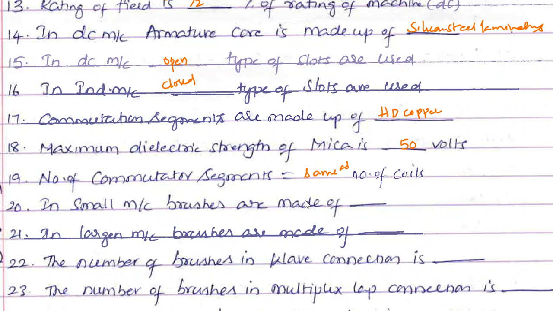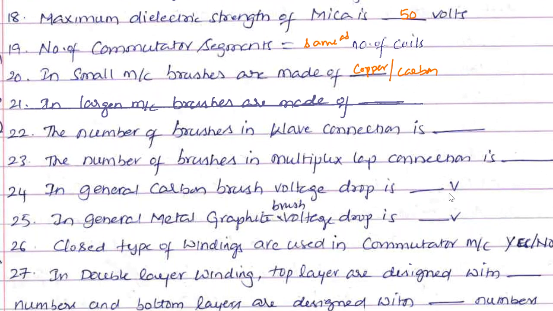20th question. In a small machine, brushes are made up of. In a small electrical machine, the brushes are made up of copper or carbon. So copper or carbon, okay, carbon brushes. But in large electrical machines, the brushes are made up of metal graphite or electric graphite. So metal graphite or electric graphite here.